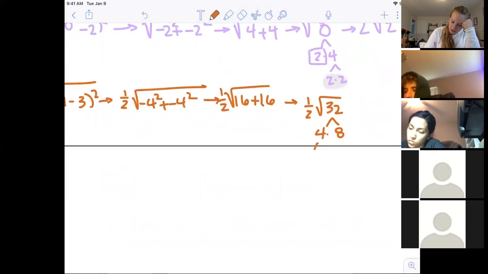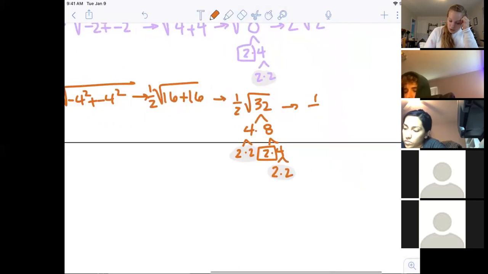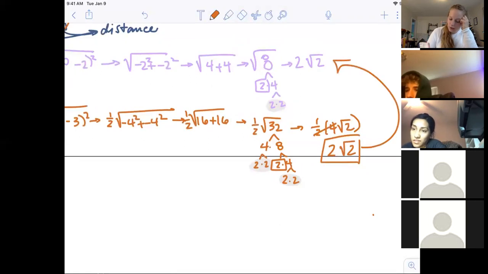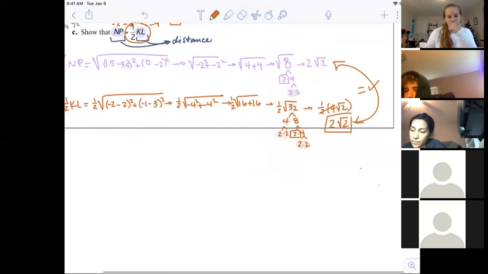So the first factors I think of are 4 and 8. So 4 becomes 2 and 2, but 8 becomes 2 and 4, which is also 2 and 2. I don't just have one 2 on the outside, I now have two 2s on the outside, which is 2 times 2, or 2 squared, which is 4 root 2. Oh, and I can divide by 2, and that gives me 2 root 2. 1/2 of 4 root 2 is 2 root 2, which is equal to that, which is awesome. That's what I want. They are equal to each other.